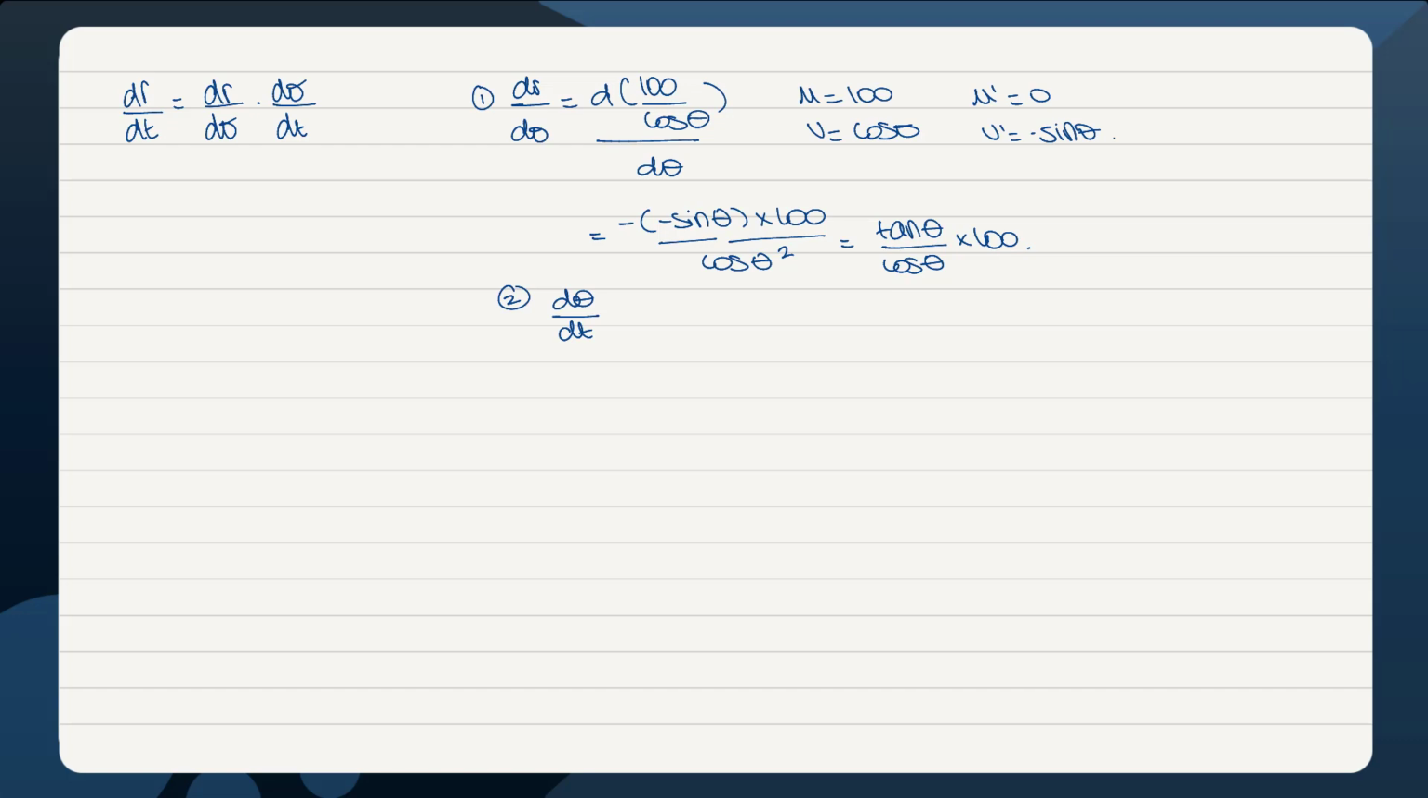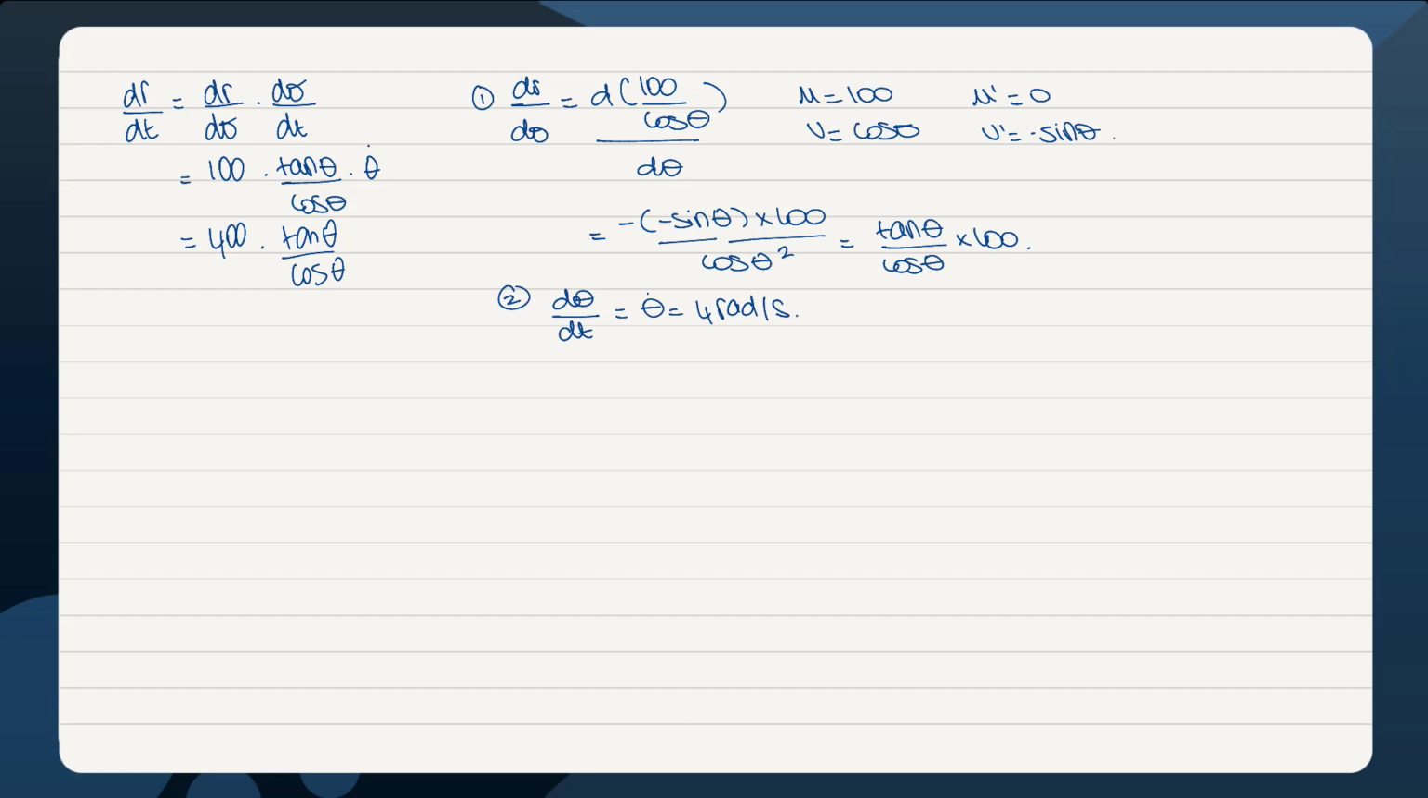Let us work out the second term of the right hand side, which is d theta over dt. Now obviously the derivative of theta with respect to time is written as theta dot. And if you look back at the problem's given statement, we know that theta dot is equal to a constant, which is equal to 4 radians per second. So now that we have the two terms, we can multiply them together and get a final value for dr over dt. So dr over dt, which is equal to r dot, is equal to 400 times tan theta divided by cosine theta. So that's great. We're able to use the chain rule to get r dot.